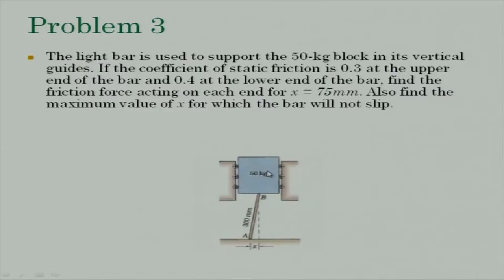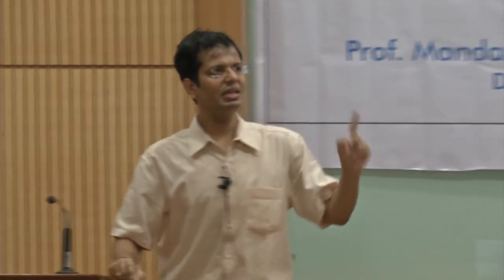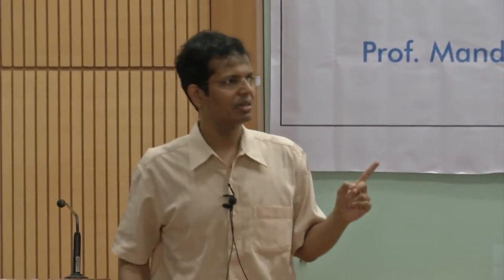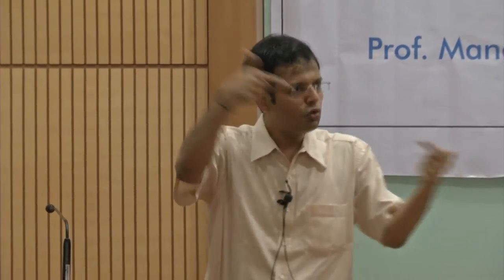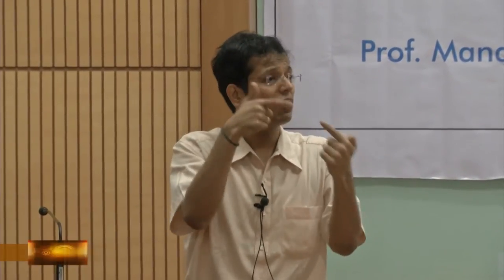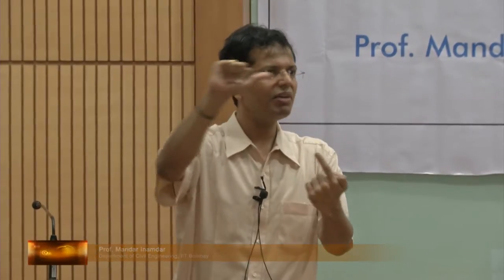Now can you immediately find out what is the friction force here? No, that's what I'm saying. 0.3 is the value of friction. But in this case, we know that it's a two-force member. We also know that for that two-force member at point B, the vertical component of the force is equal to 50 into 10, or 500 Newton. And if we know the direction, then immediately we can find out the horizontal force. We don't need to invoke friction here.